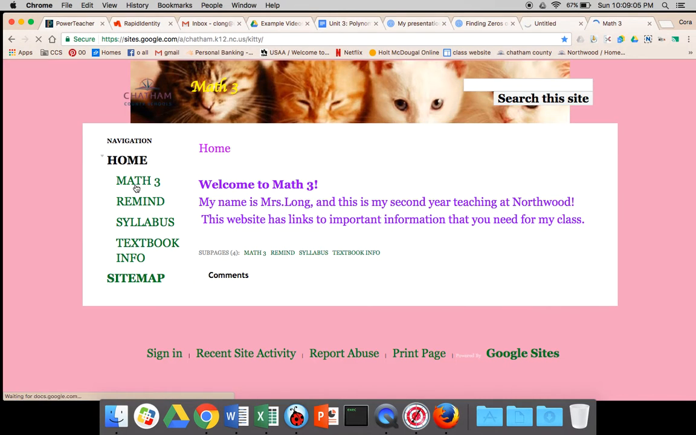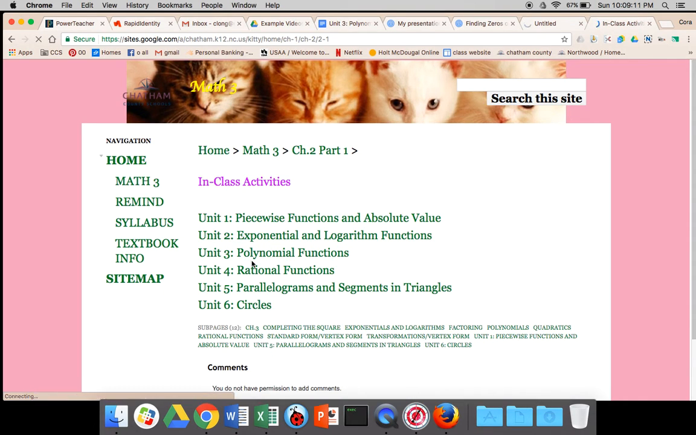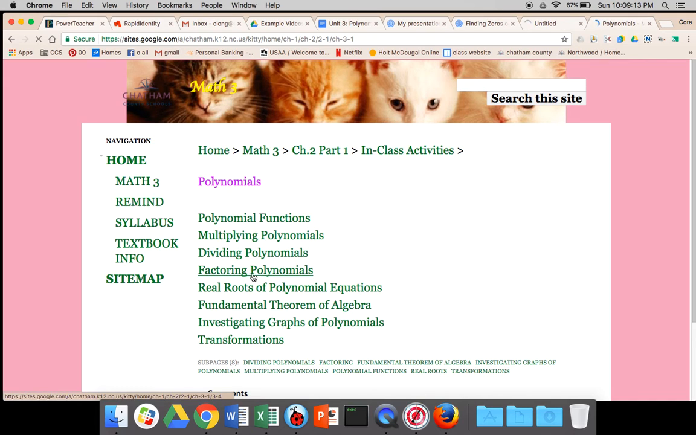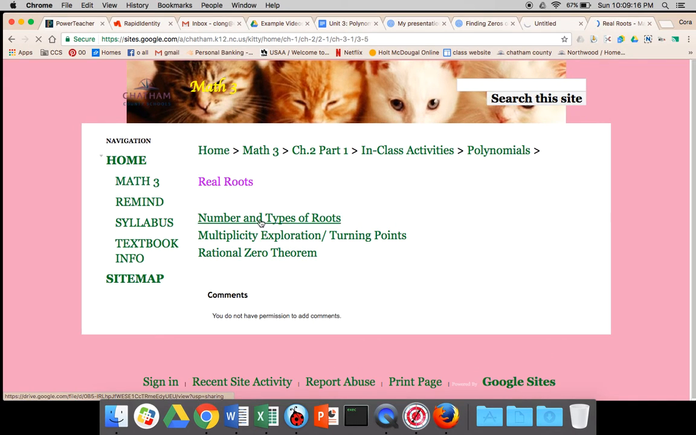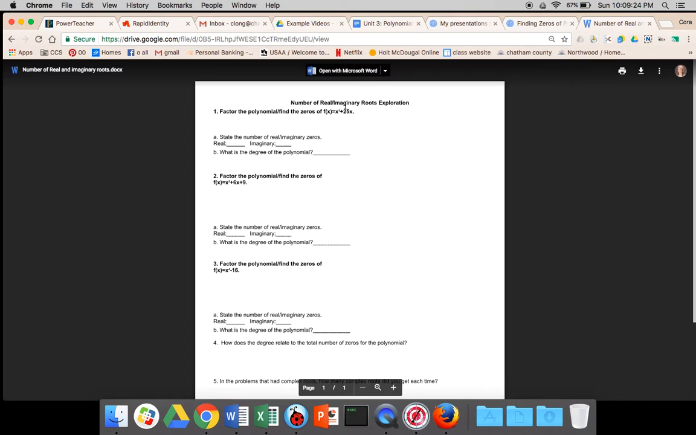Alright, so it's also on my classroom website. If you click on Math 3, go to In-Class Activities, go to Unit 3, and click on Real Roots of Polynomials. Okay, the activity I'm trying to pull up is this one. For some reason it's being slow and I don't know why. Basically, for these three problems, we have example 1, 2, and 3 on the activity. These are going to go in your handy dandy notebook, so make sure you write these down. If you cannot see it right now, they are on the example videos, so don't fret.